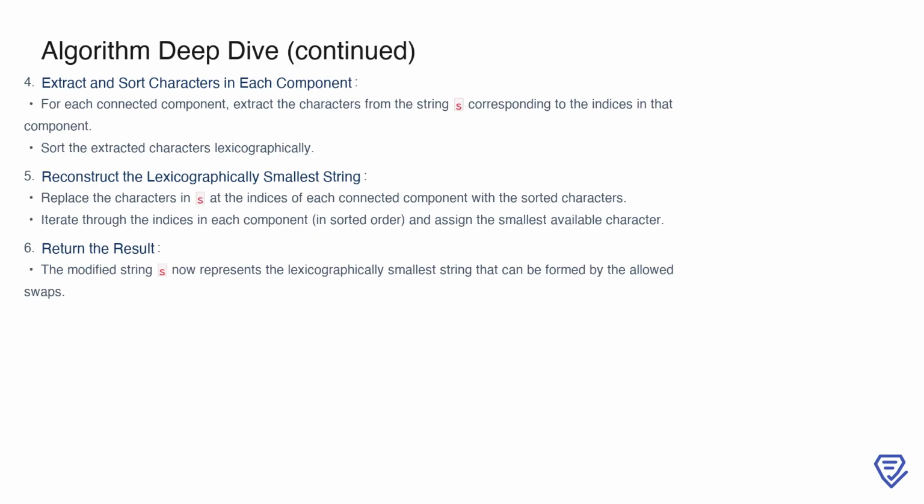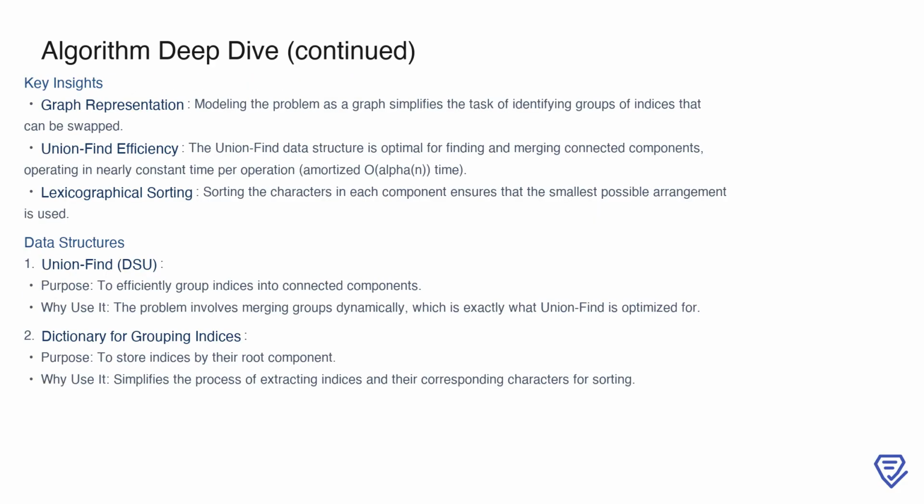This approach guarantees correctness because each connected component is handled independently, and within each component, we prioritize the smallest arrangement of characters. The key insights from this algorithm are rooted in the graph representation and the efficiency of union find. By modeling the indices as nodes and the allowed swaps as edges, we simplify the problem into identifying connected components. The union find data structure is particularly well suited for this task, as it allows us to dynamically merge groups and find their leaders in nearly constant time, thanks to path compression and union by rank.